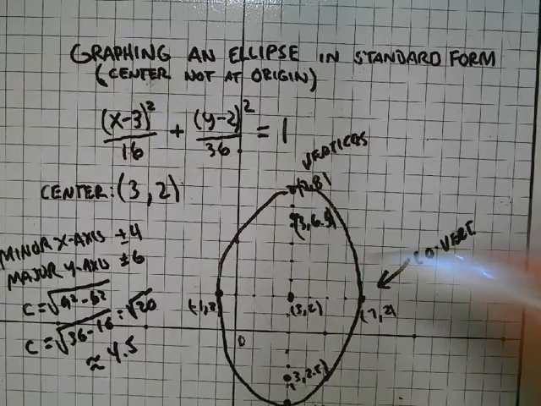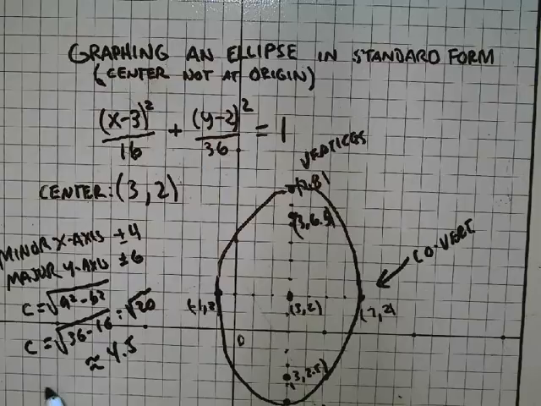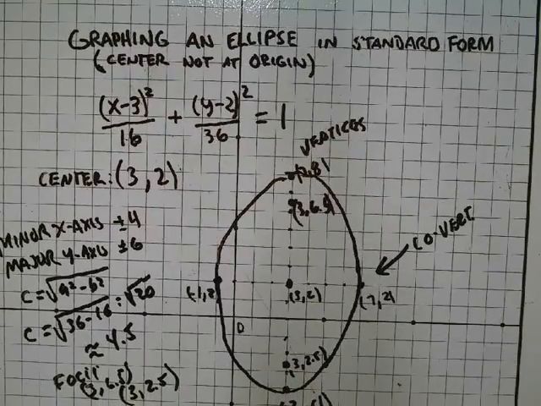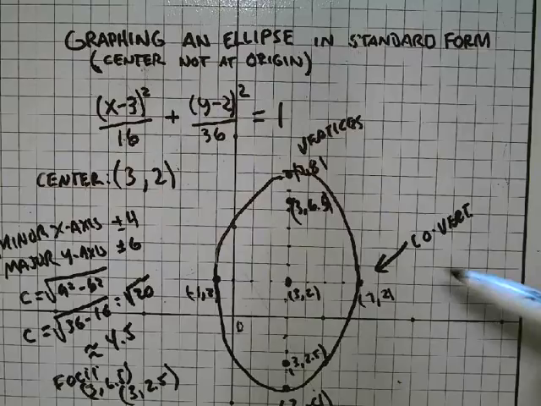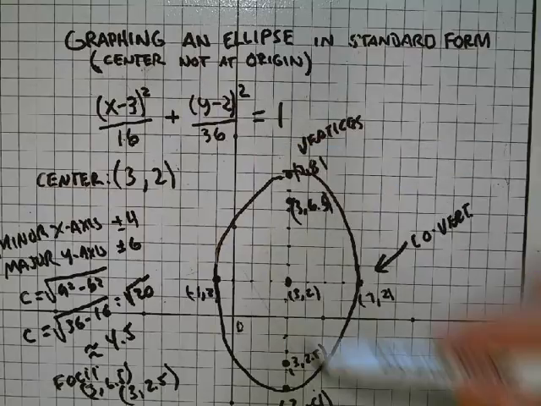You can also write this down here as your coordinates of your foci, if you got room. 3, comma, 6.5, and 3, comma, -2.5. And there you have it. As you can see, it's a little bit more involved when you're off the origin. So there's a little more work and a little more considerations that have to be done. The graph paper is really the only way to go there to keep yourself organized.